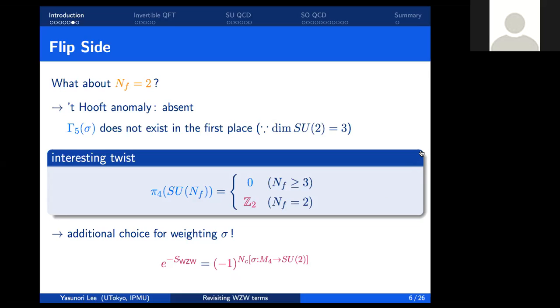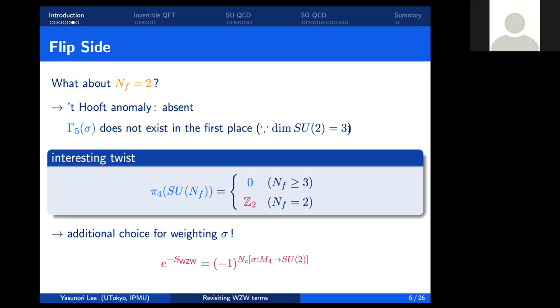Sorry, I missed the point. How does dimension 3 play the role here? SU(2) has dimension 3. The Wess-Zumino-Witten term is described as a cohomology class of this target space. But the target space dimension is smaller. The Wess-Zumino-Witten term has degree 5, while SU(2) has dimension 3, so you cannot have a 5-form for the Wess-Zumino-Witten term. Then you get Z2 in pi 4.